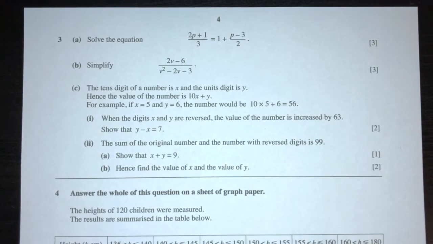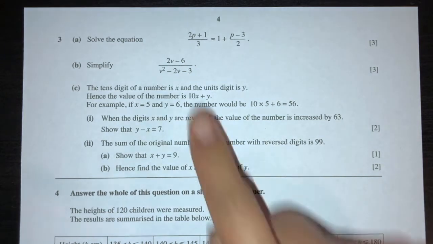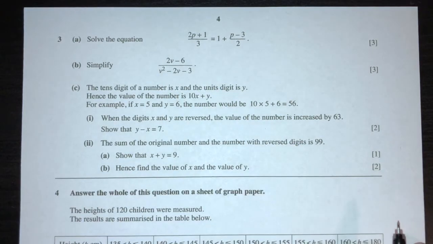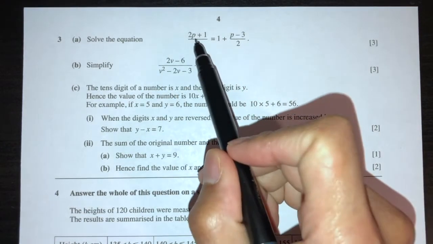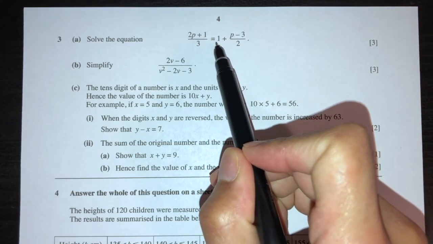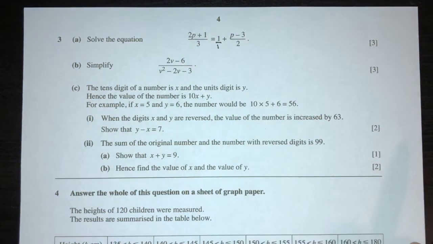So part A, we have to solve the equation. What does it mean to solve an equation? It means to find the value of the unknown. Here we have to find the value of P. As you can see, we have a fraction equal to 1. 1 is 1 over 1, equal to P minus 3 over 2.